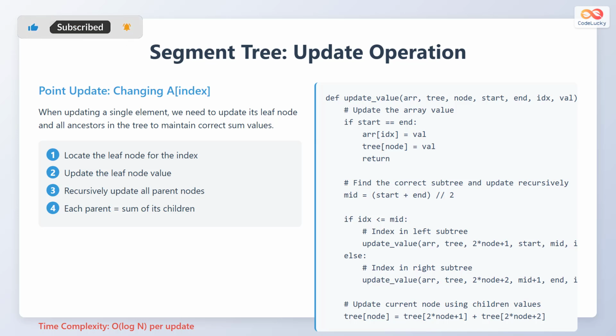First, locate the leaf node that corresponds to the index you want to update. Second, update the value of the leaf node to the new value. Third, recursively update all parent nodes from the leaf node up to the root. For each parent node, update its value by combining the values of its children. This ensures that the segment tree reflects the updated array. The time complexity of the update operation is O(log n) per update.